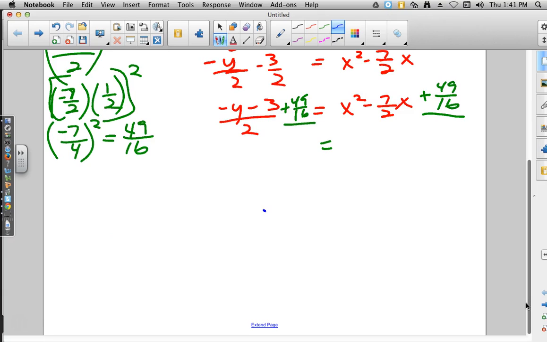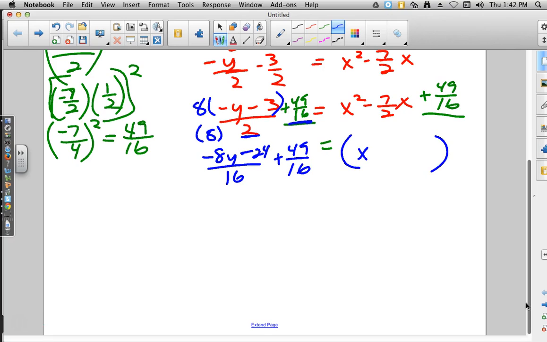Now, up next is getting that left-hand side to be a little easier to work with, so this isn't difficult to do later on. I have a denominator of 16 and a denominator of 2. If I multiply everything in this first fraction by 8, then I can get that common denominator. So negative 8y minus 24 over 16 plus 49 over 16.